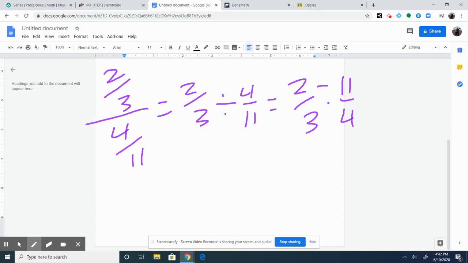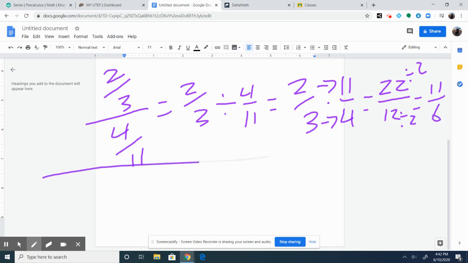So now that it's a multiplication problem, we can multiply straight across. We have 22 over 12. And if we can reduce that, we can. We can divide both sides by 2, and we're going to have 11 over 6. And that would be our answer.